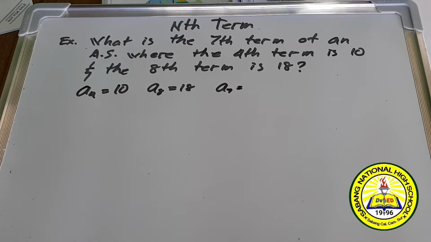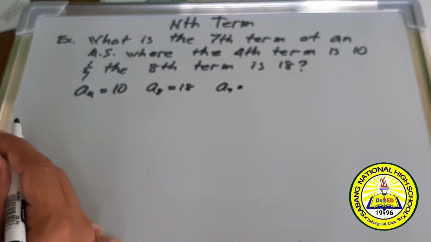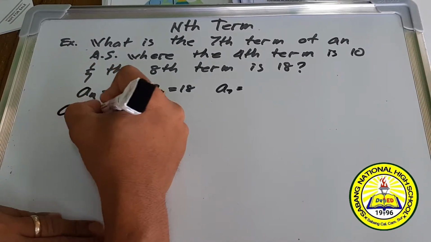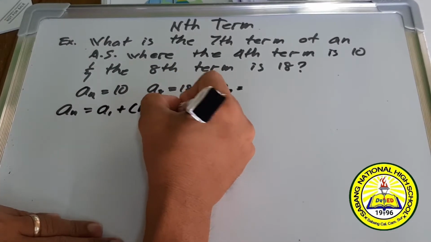But the problem is we don't know what the common difference is, and the givens are the fourth term and the eighth term. Okay, so first, we are going to find the common difference. To find the common difference, we are going back to the formula a sub n is equal to a sub 1 plus the quantity of n minus 1 times the common difference.